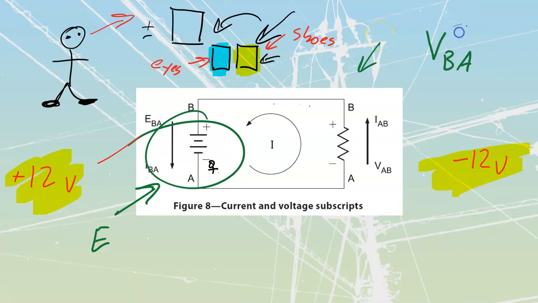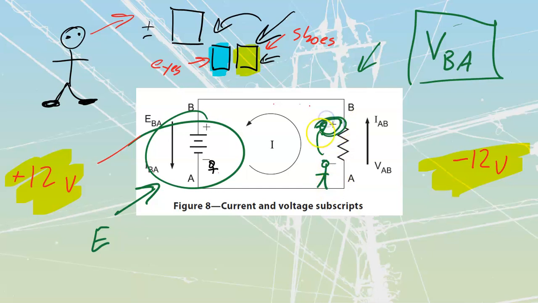If I take a look at VBA, we're just going to go and stand on the A. So we'll draw a new little dude over here. He's going to be standing on the A over here, and he's looking across to the B over here. And if I were to ask you for what VBA is going to be equal to, I'm standing here looking across to this side where it's more positive, would be 12 volts, positive 12 volts. And we see that this is just a point of reference thing. VAB is equal to negative 12 volts.